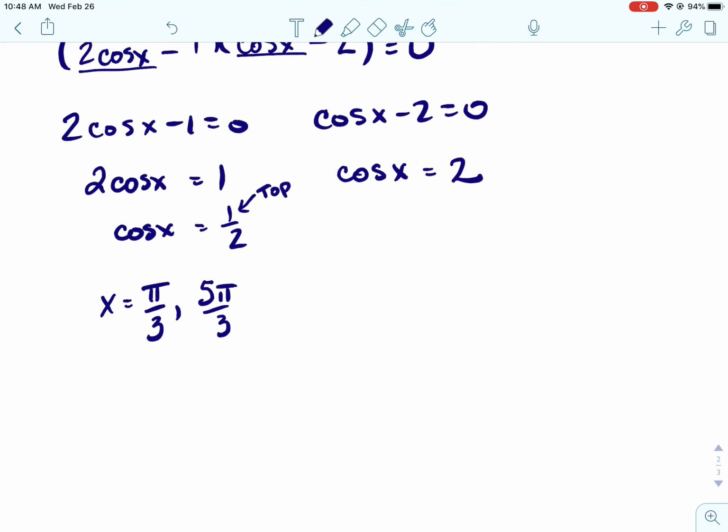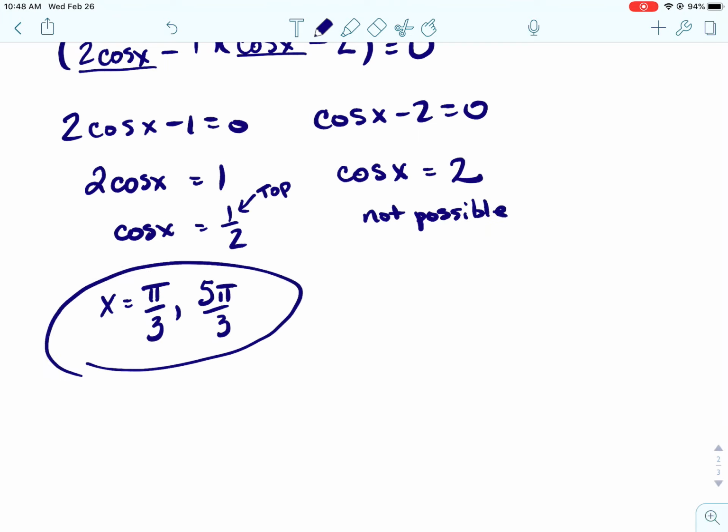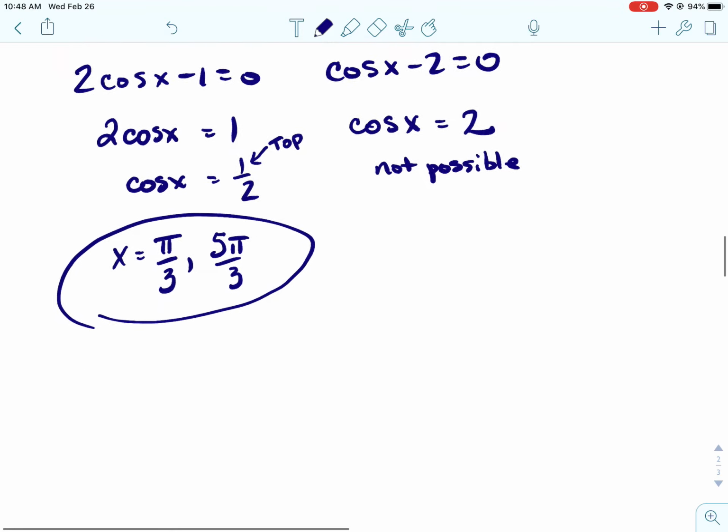All right, now can we take the cosine of an angle and get 2? No, it's too big. So this one is not possible. And that's fine. Our two answers are pi over 3 and 5 pi over 3. Okay, now the last two that we're going to do, we're going to use a couple of identities.